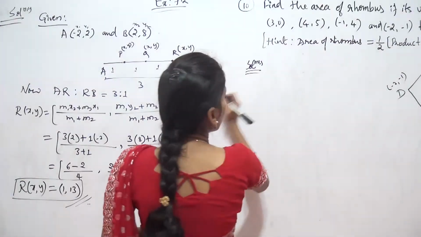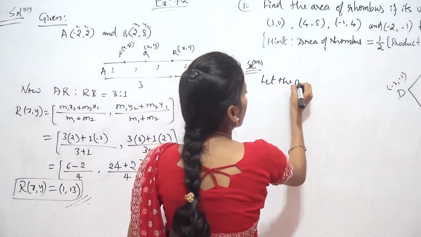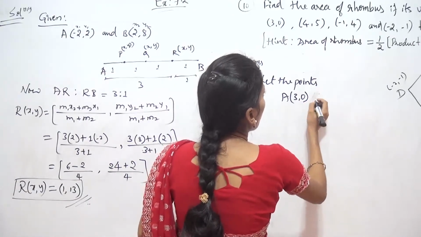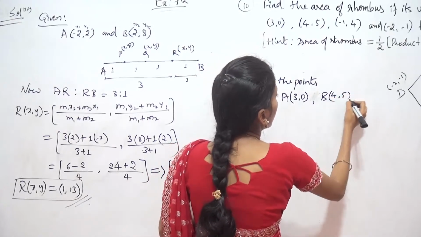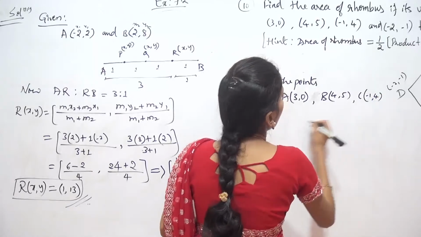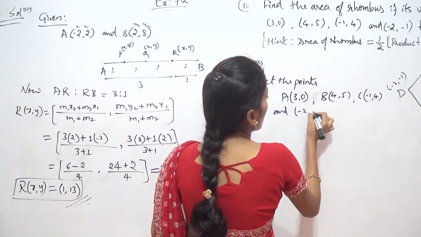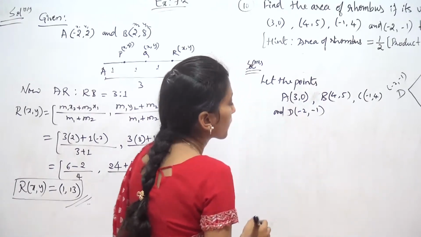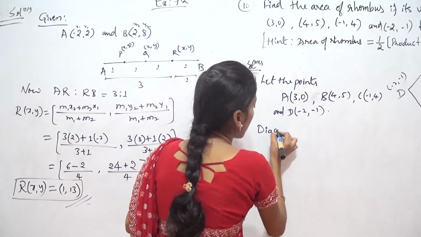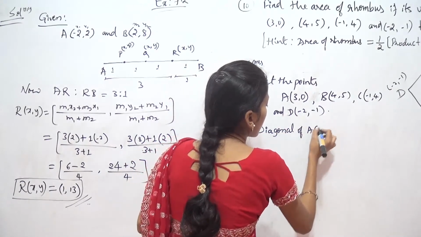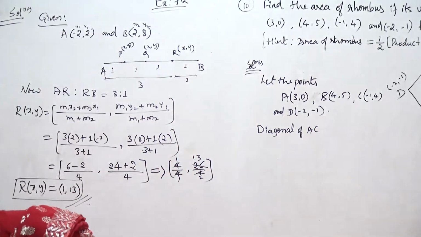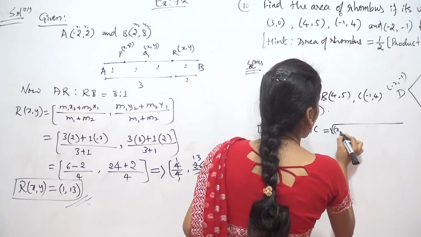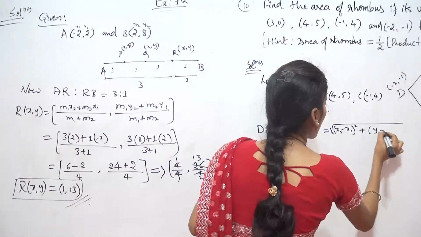Okay. So let the points A be 3, 0, B will be 4, 5, C be minus 1, 4, and the last, D coordinates are minus 2, minus 1. Okay. So diagonal AC, distance of diagonal AC, right? Diagonal of AC is equal to, it will be taken by distance formula. What will that be? Square root of x2 minus x1 whole square plus y2 minus y1 whole square.